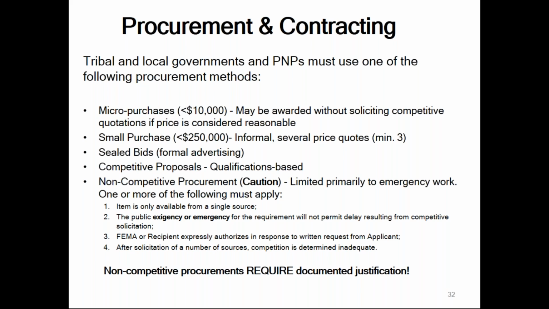Competitive proposals generally are awarded based on qualifications. And again, non-competitive procurement, it's limited primarily to emergency work. And in order for that to happen, one or more of the following must apply. And as I mentioned earlier, we are in an exigent or emergency circumstance right now. Generally, for non-competitive procurement to be allowed, the item is only available from a single source. The public exigency or emergency for the requirement will not permit delay resulting from competitive solicitation. FEMA or the recipient expressly authorizes in response to written requests from the applicant or after a solicitation of a number of sources, competition is determined inadequate. And keep in mind that non-competitive procurements require documented justification to do such.